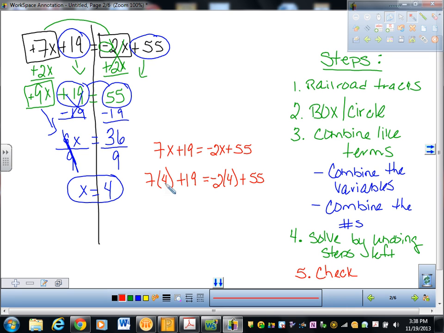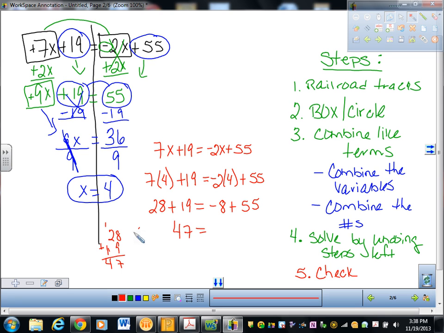7 times 4 is 28. Plus 19 equals negative 2 times 4 is negative 8 plus 55. 28 plus 19, take care of that one first. 8 plus 9 is 17, carry the 1, that's 4. So we have 47 here with 28 plus 19.